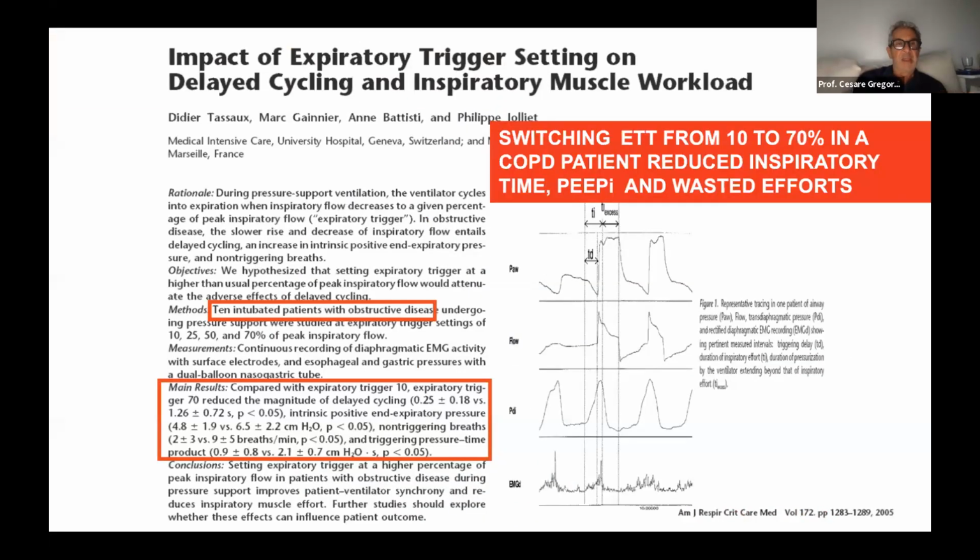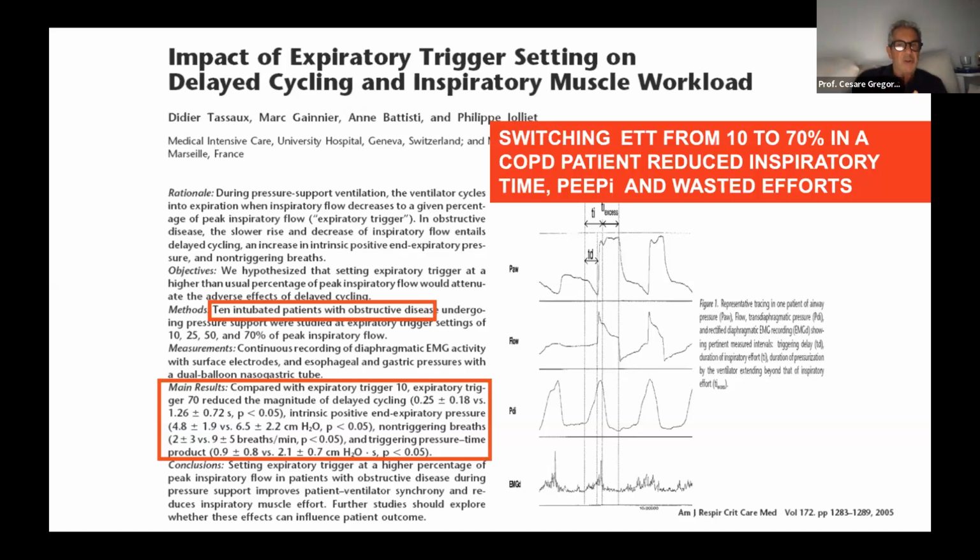Because the data we saw in this elegant paper published in the Blue Journal in 2005 demonstrated, especially for COPD patients, that switching the inspiratory threshold, for example from 10% to 50% or 70% in an obstructive condition, reduced the inspiratory time, PPI, and wasted effort.